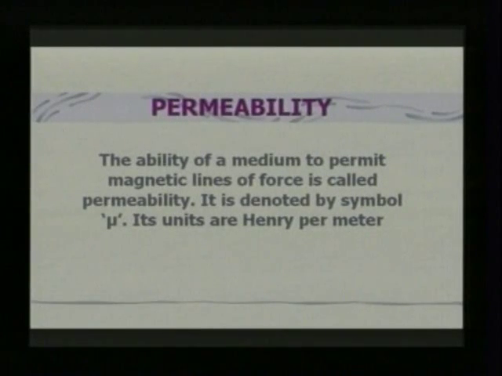Permeability. The ability of a medium to permit magnetic lines of force is called permeability. It is denoted by symbol mu. Its units are Henry per meter.